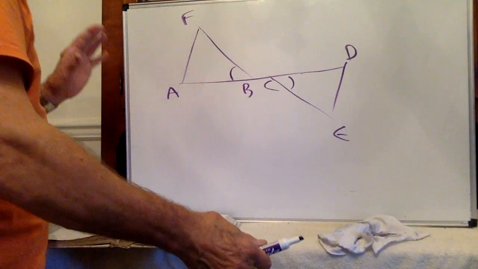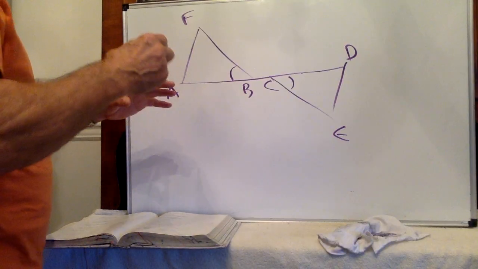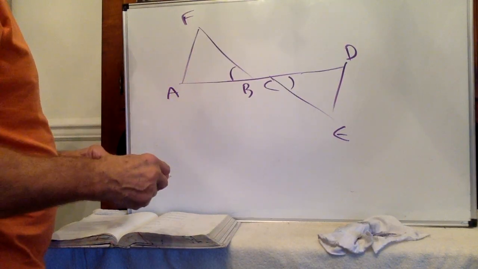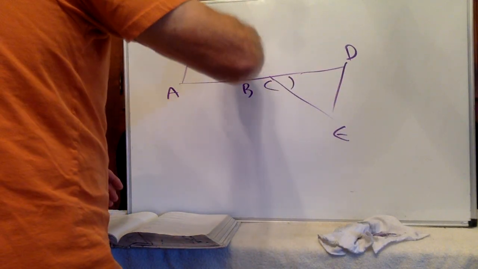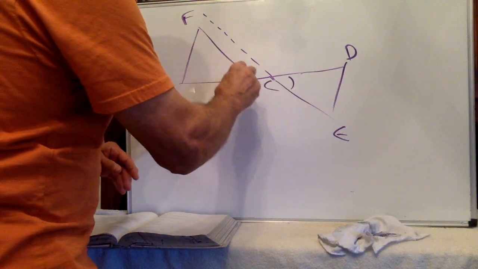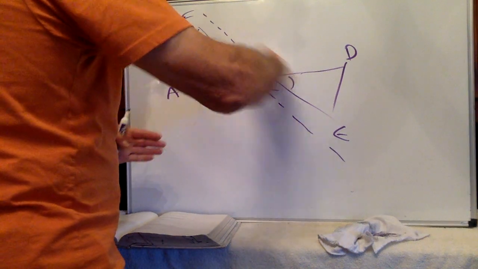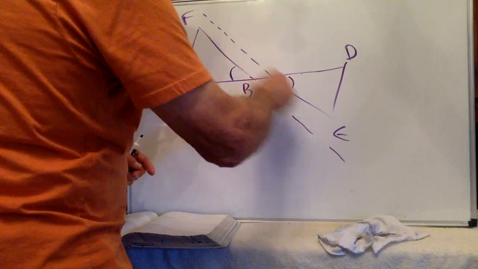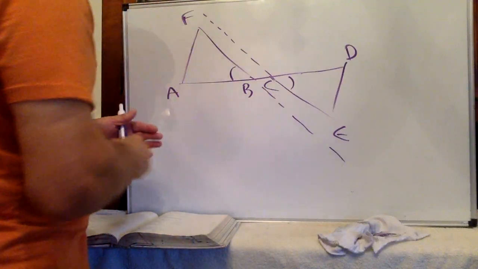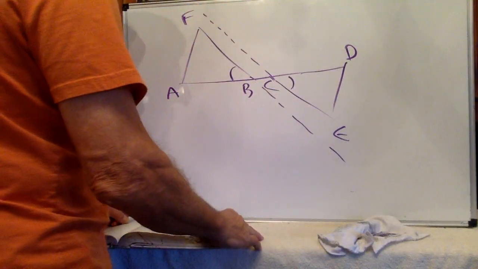And again, you got to creatively think. And if you can't see it, draw something or extend something or make it hopefully a little bit more visible to you so that you can see what you're working with. If you notice, CE, if you extend it, is that line. FB, if you extend it, looks like that. With respect to these two lines, CE and FB, those are alternate exterior angles using AD as the transversal.